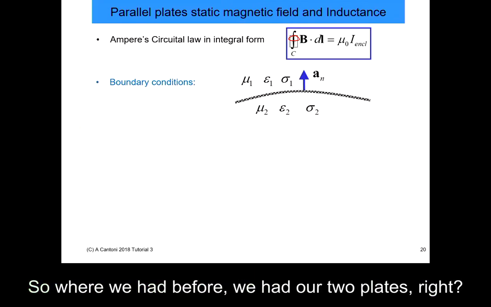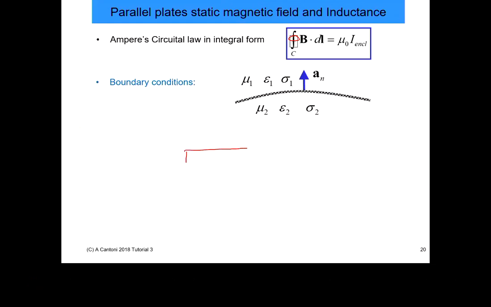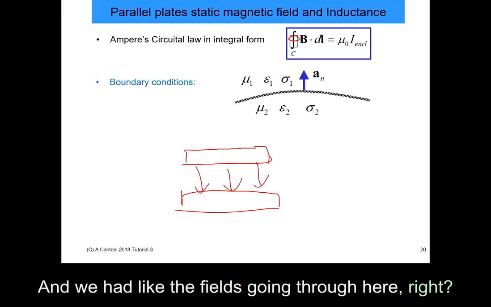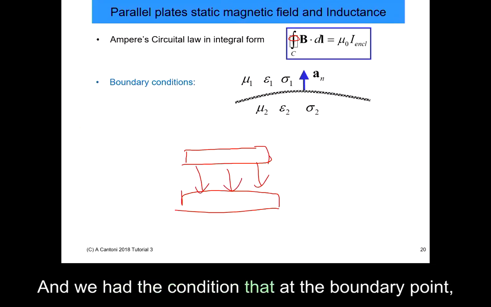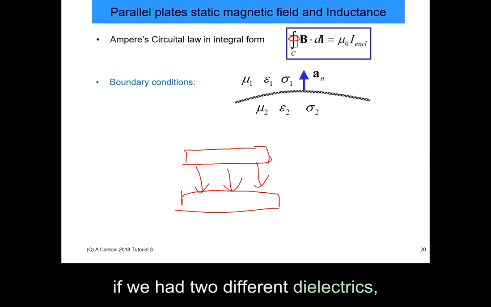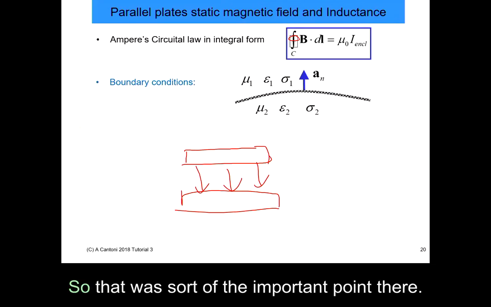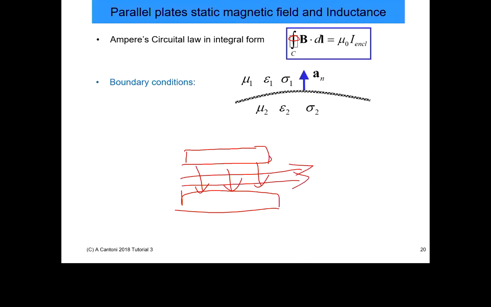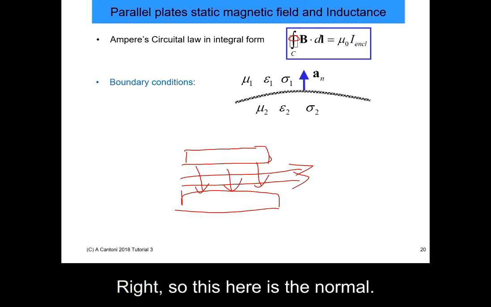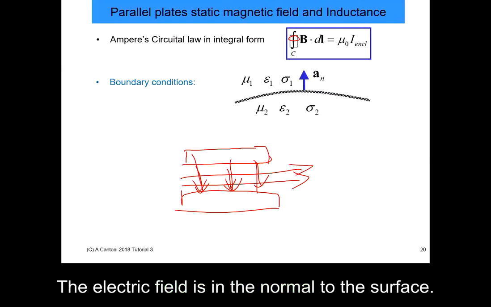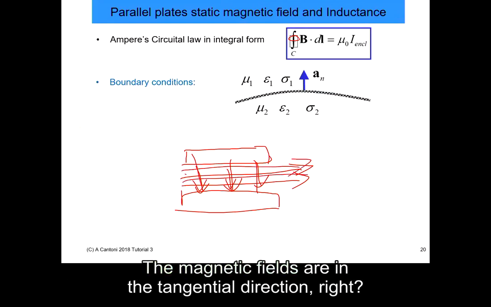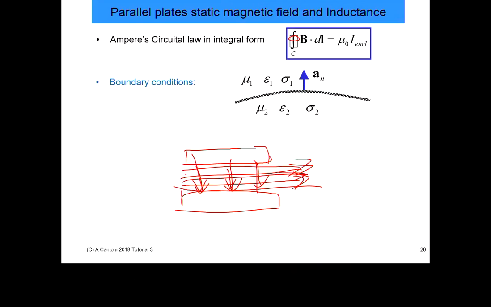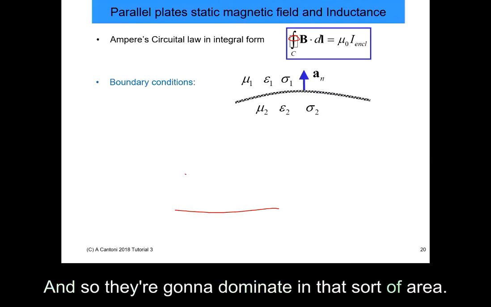So where we had before, we had our 2 plates, right? And we had like the fields going through here, right? The electric field, and we had the condition that at the boundary point, if we had 2 different dielectrics, they had to be the same and stuff like that. So that was sort of the important point there. But this time we're looking at magnetic fields, which are going in this direction, and they'll have their own. They sort of dominate in the tangential direction as opposed to the normal to the surface, right? So this here is the normal. The electric field is in the normal to the surface. The magnetic fields are in the tangential direction, right? The tangential to that surface. And so they're going to dominate in that sort of area.